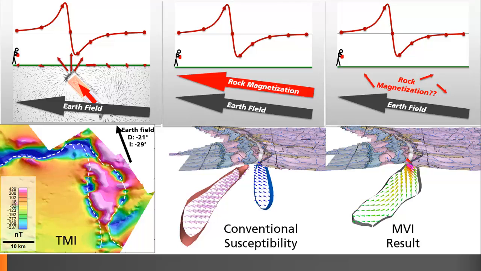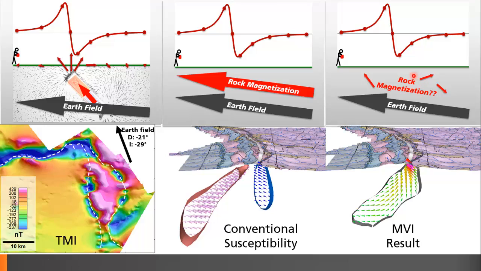Inverting the observed data with the assumption that the rock's magnetization is parallel to the inducing field yields a result like this, viewed in cross-section across the axis of known mineralization given by this white line. The positive anomaly is offset from the true location and is adjacent to a strong negative anomaly.